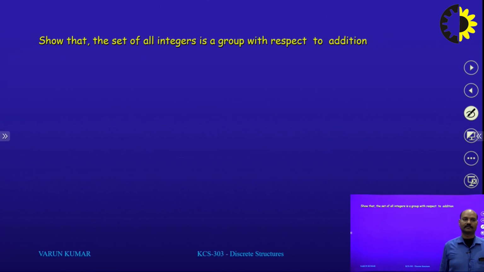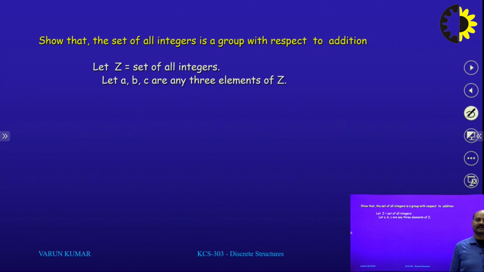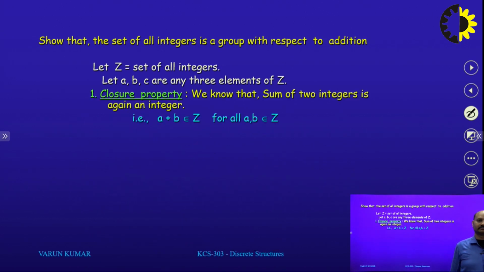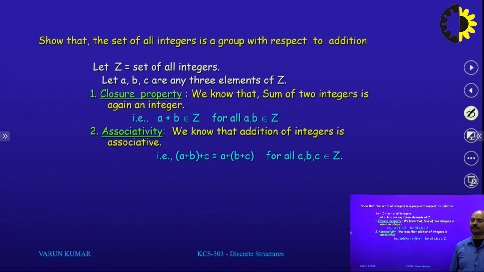Okay, show that the set of all integers is a group with respect to addition. So what is our set? The set of all integers. Then the closure property: we know that the sum of two integers is always an integer. So we can say that the addition of two elements of this particular set must belong to Z. Then the associative property: we know that 1 plus 2 plus 3, the result is always equal. So it means the binary operation plus is always associative in nature.